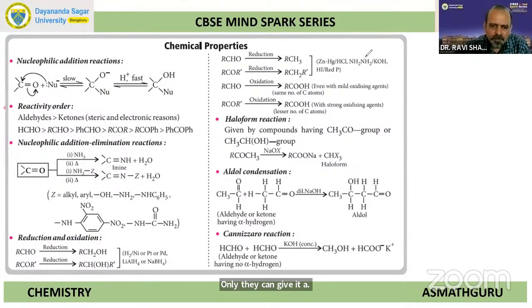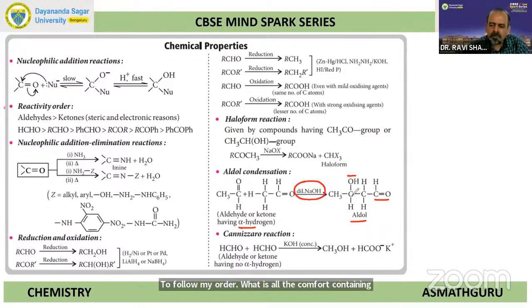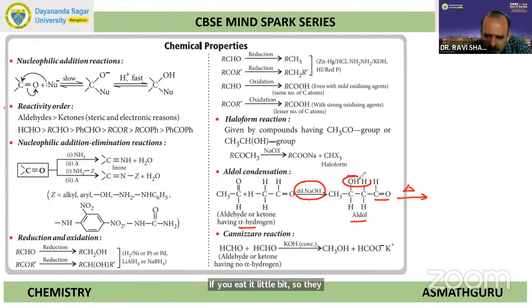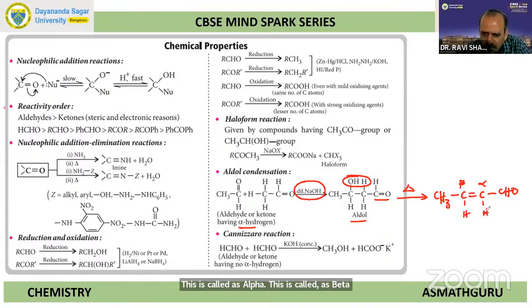So what is the aldol condensation? Aldehydes having an alpha hydrogen atom combine with dilute NaOH, remember this one, to form an aldol. What is an aldol? A compound containing both an aldehyde as well as an alcohol. If you heat it a little bit, what will happen? They lose water and become an alpha beta unsaturated aldehyde. This is called alpha, this is called beta. So this is called an alpha beta unsaturated aldehyde.